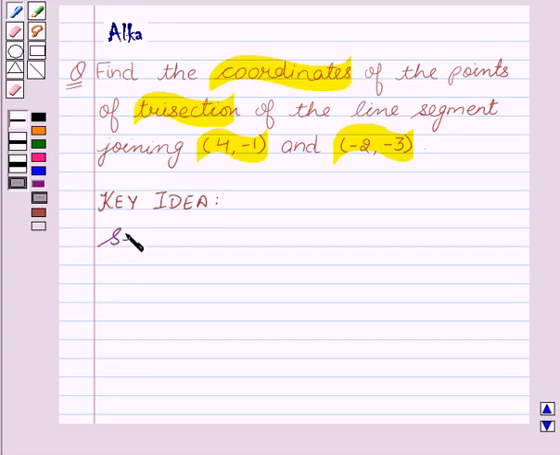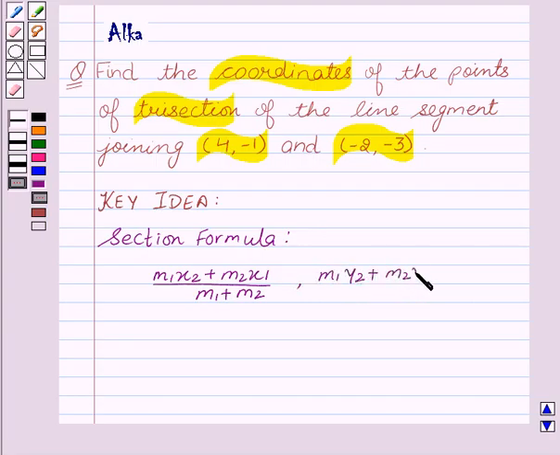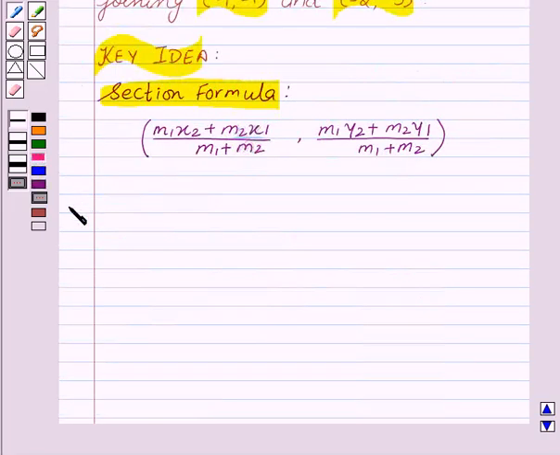That is, the section formula. We all know that under the section formula, for any given line segment AB with the coordinates x1, y1 and x2, y2, there is a point P which divides the line segment in the ratio m1:m2. So the coordinates of the point P are m1 x2 plus m2 x1 upon m1 plus m2, and m1 y2 plus m2 y1 upon m1 plus m2. These are the coordinates of the point P which divides the line segment AB in the ratio m1:m2. Now let's start with the solution.